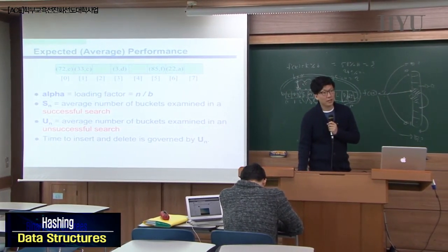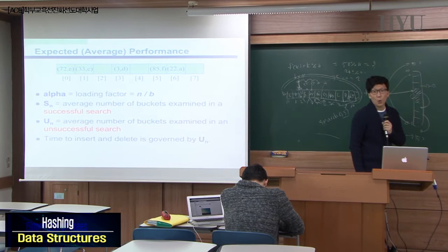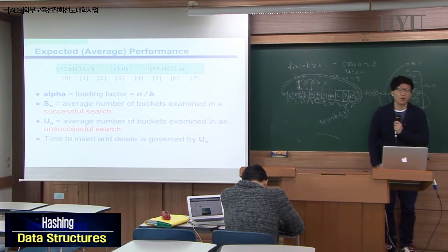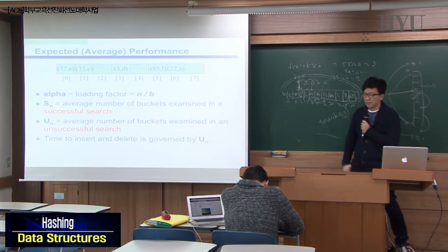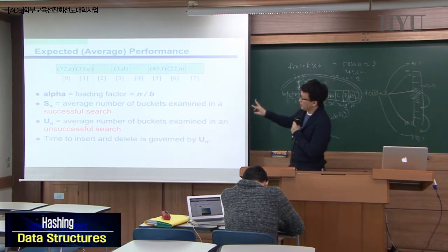UN, on the other hand, is for an unsuccessful search. If there's no element that I'm looking for, then in the worst case you have to go through the entire list, all n, right? So those are the three indicators.